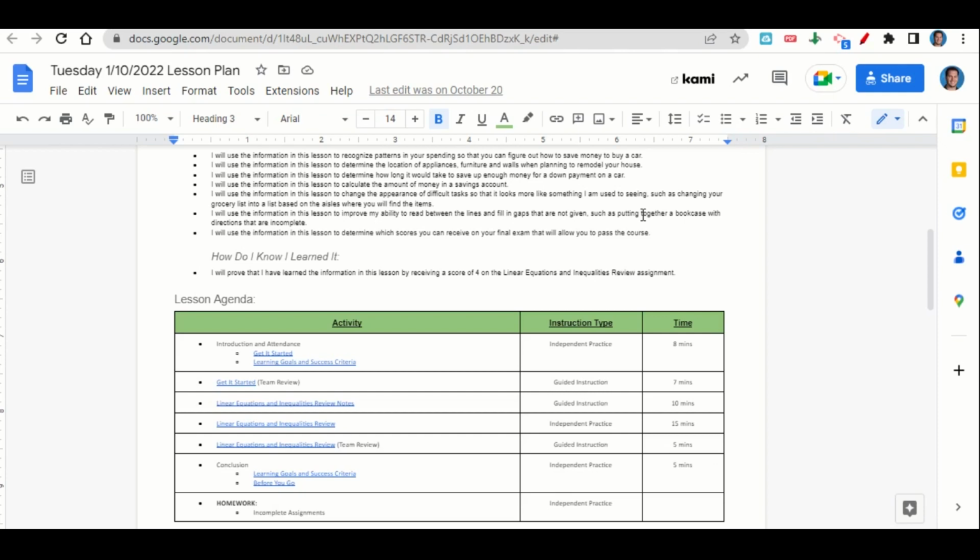After that, we'll go over the linear equations and inequalities review notes, and then I'll give you time to complete the linear equations and inequalities review assignment. Once you've completed the assignment, we'll go over it together and answer any questions that you may have. At the end of class, we'll go back over our learning goals and success criteria while you fill out your Before You Go. Your only homework for tonight is to work on any incomplete assignments that you may have.